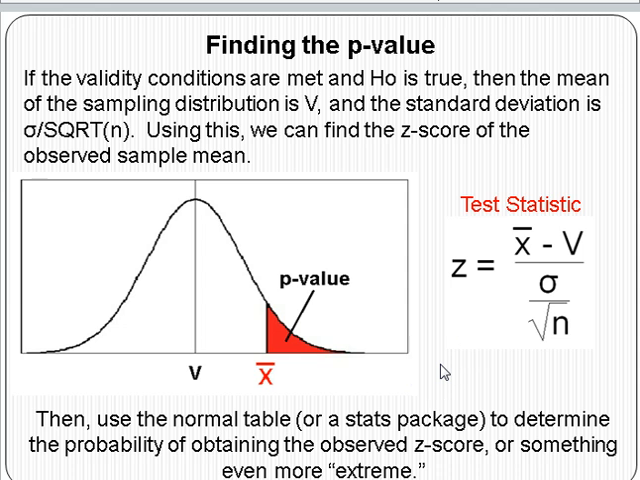So the test statistic is the value that would allow you to determine the likelihood of your sample mean. Okay, then we simply go to the normal table or to a stats package, I'll do both in this video, to determine the probability of obtaining the observed z-score or something even more extreme.